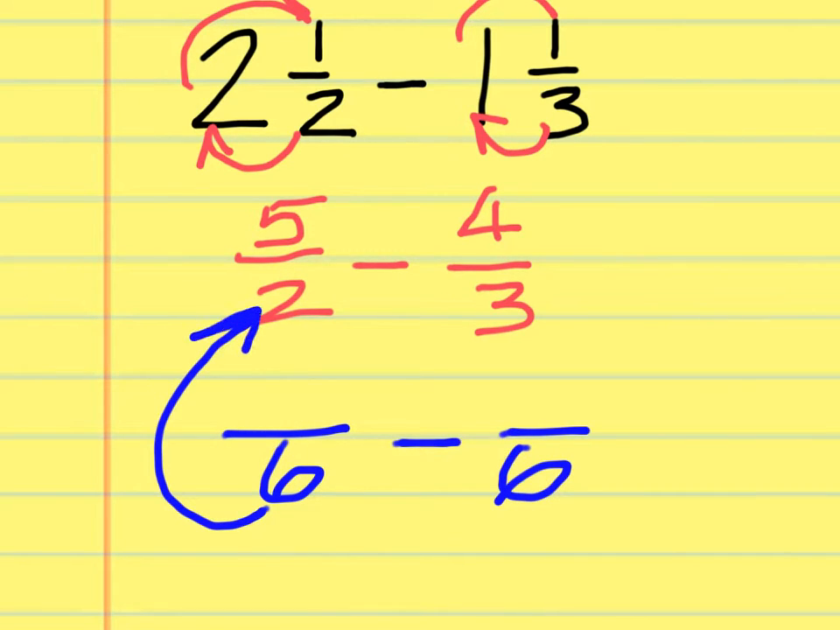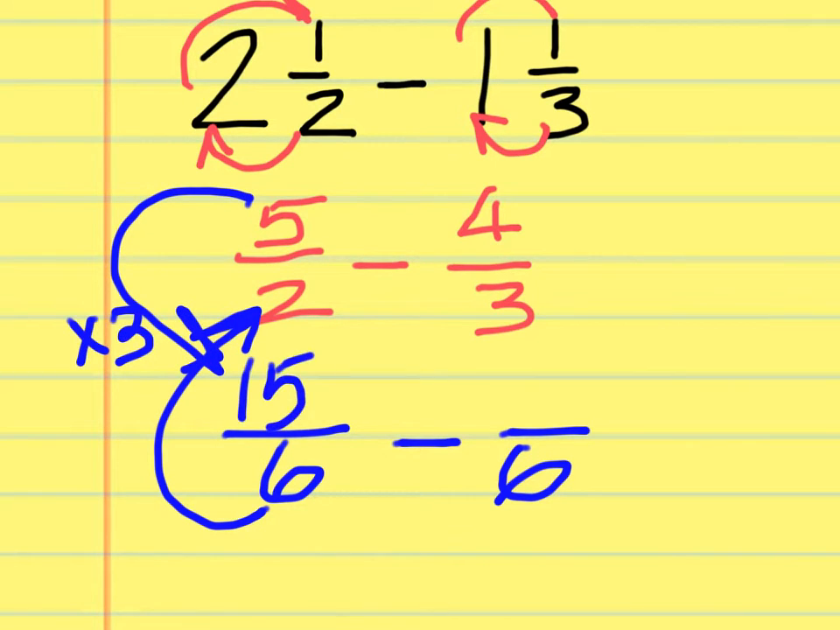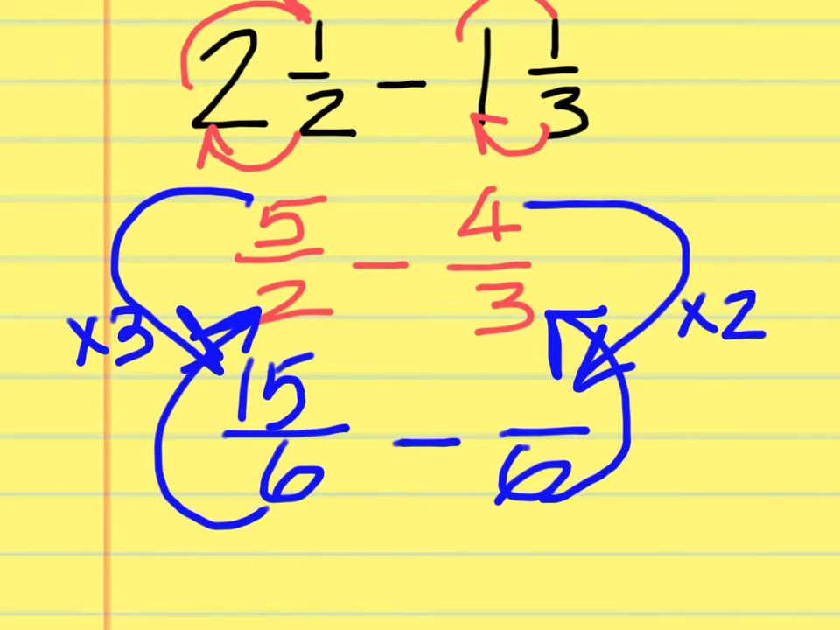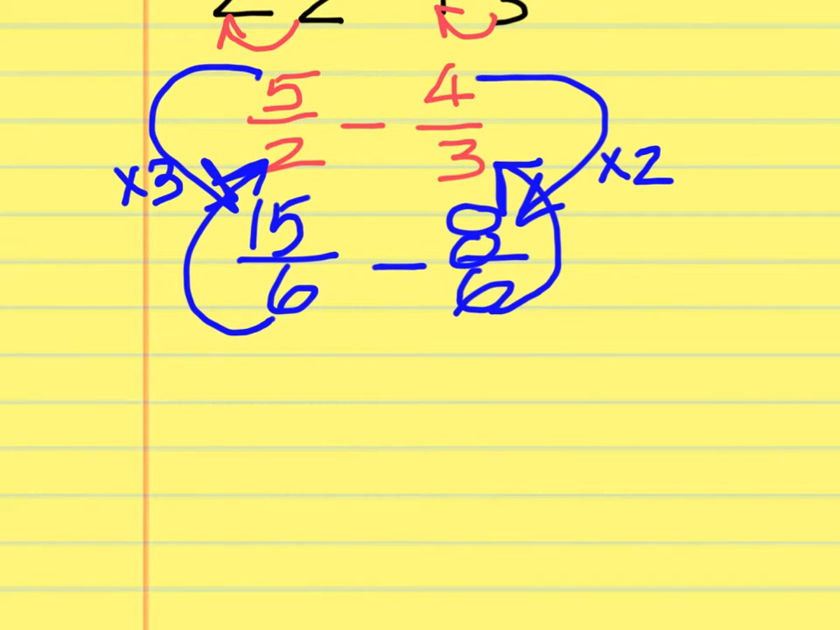6 divided by 2 is what? 3. So what's 5 times 3? 15. What's 6 divided by 3? 3. Should be 2. And then what's 4 times 2? 8. So we have the same denominator. We can subtract the numerators now. What's 15 minus 8? 7. So it's 7 over 6.